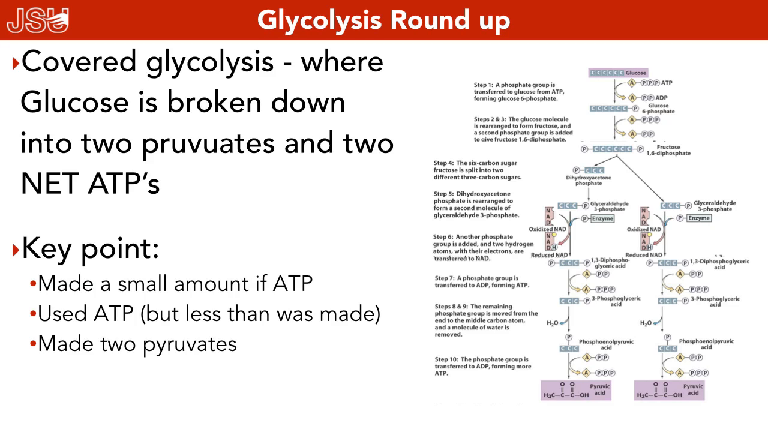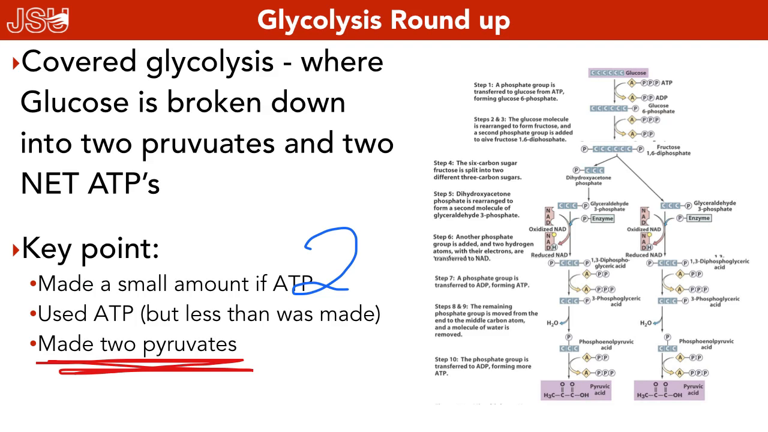All right, so what are the key points here? One, we made a very small amount of ATP. We made net 2 ATP. We had to use some ATP also, and we made 2 pyruvates. Now these pyruvates, we can continue on to another reaction and get more energy out of them if we can. But for that, we need oxygen. So we'll get to that later.